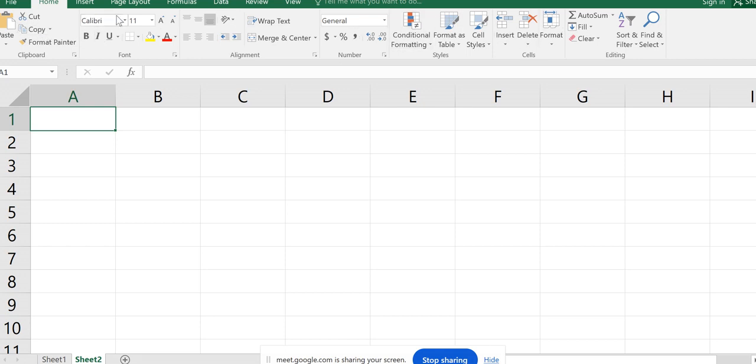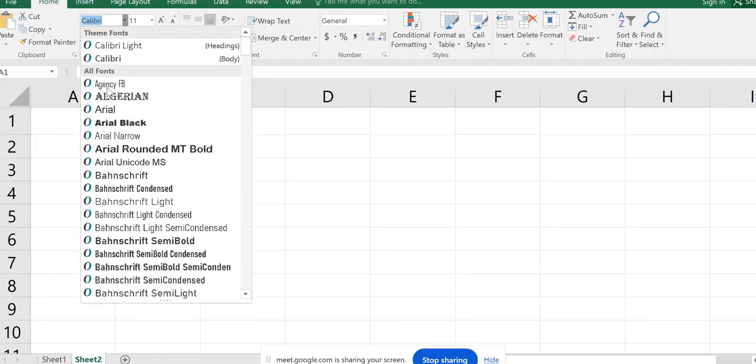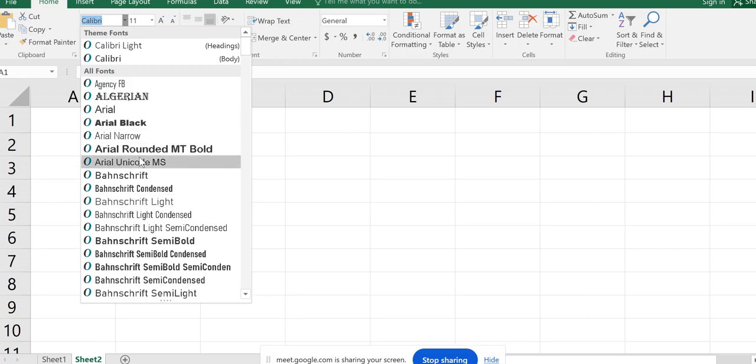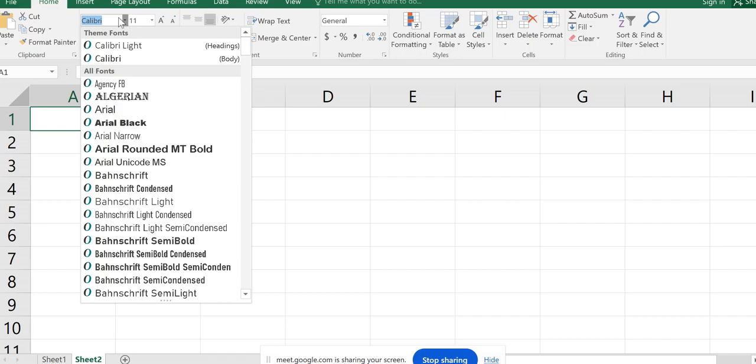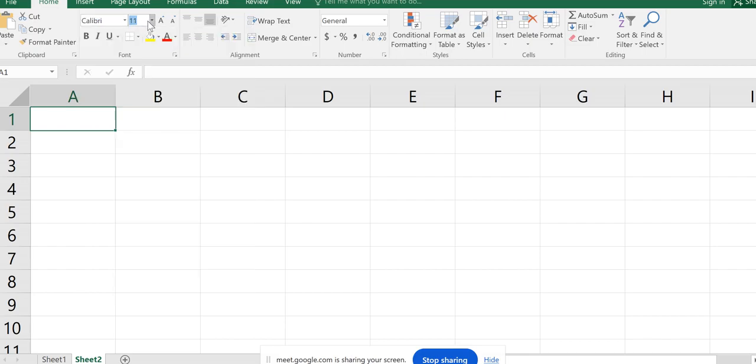Anything, be it text, be it alignment, this is your text. This is where you change the font style. The font style is talking about the handwriting of your text. This is the font size, where you change the sizes. You need to know that. You have your bold, italicized, underline.